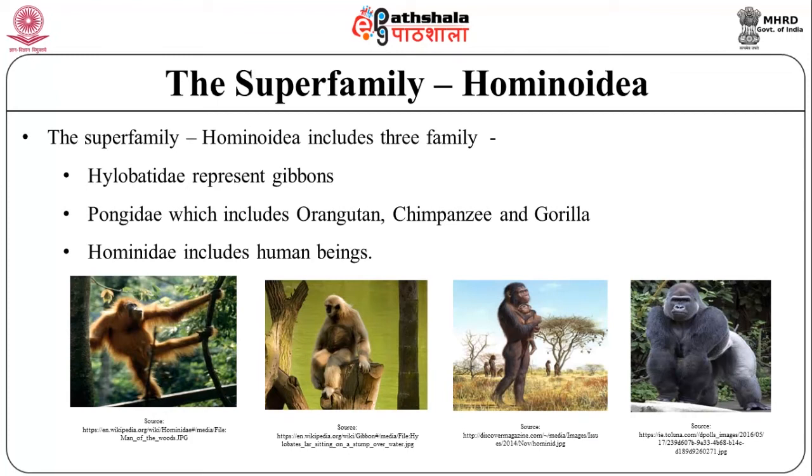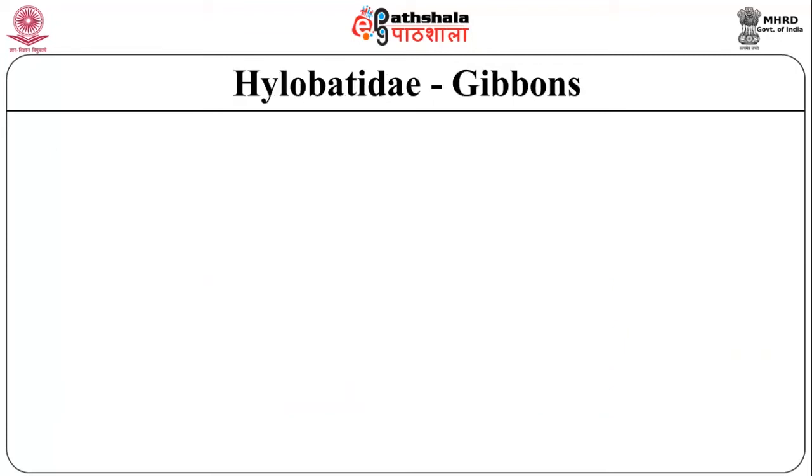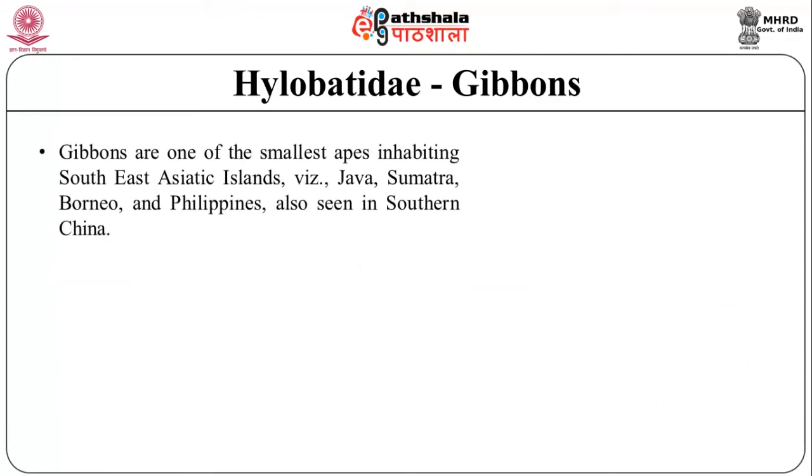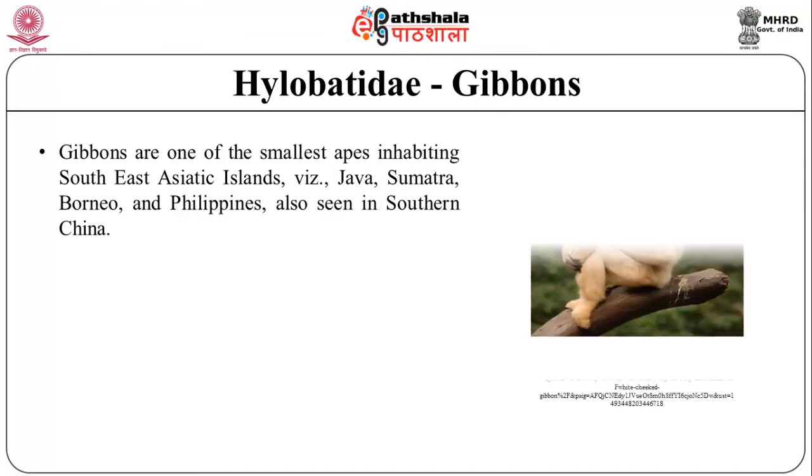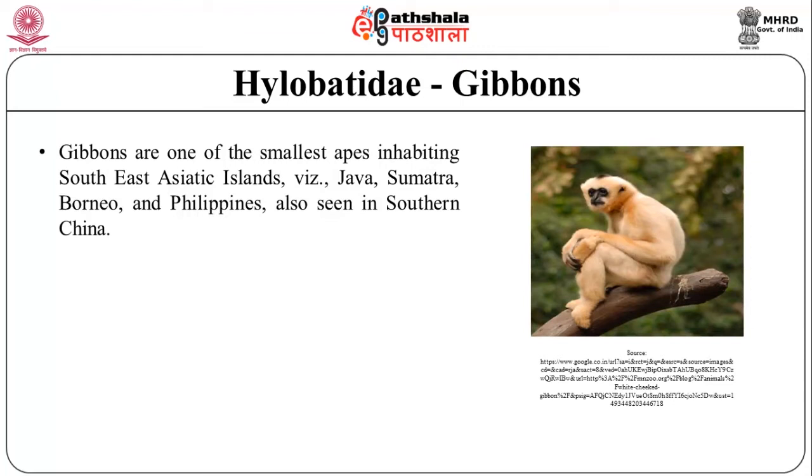The superfamily Hominoidea includes three families: Hylobatidae, which represents gibbons; Pongidae, which includes orangutan, chimpanzee, and gorilla; and Hominidae, that is human beings. Hylobatidae, gibbons. Now, the gibbon is one of the smallest apes, inhabiting Southeast Asian islands, namely Java, Sumatra, Borneo, and the Philippines. They are also seen in southern China.